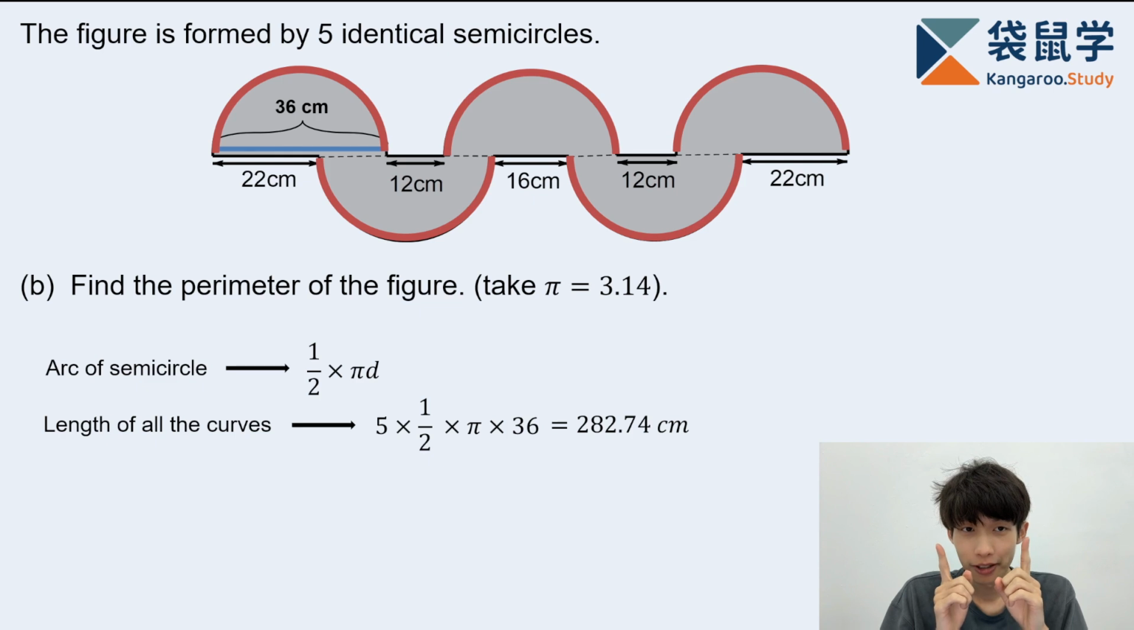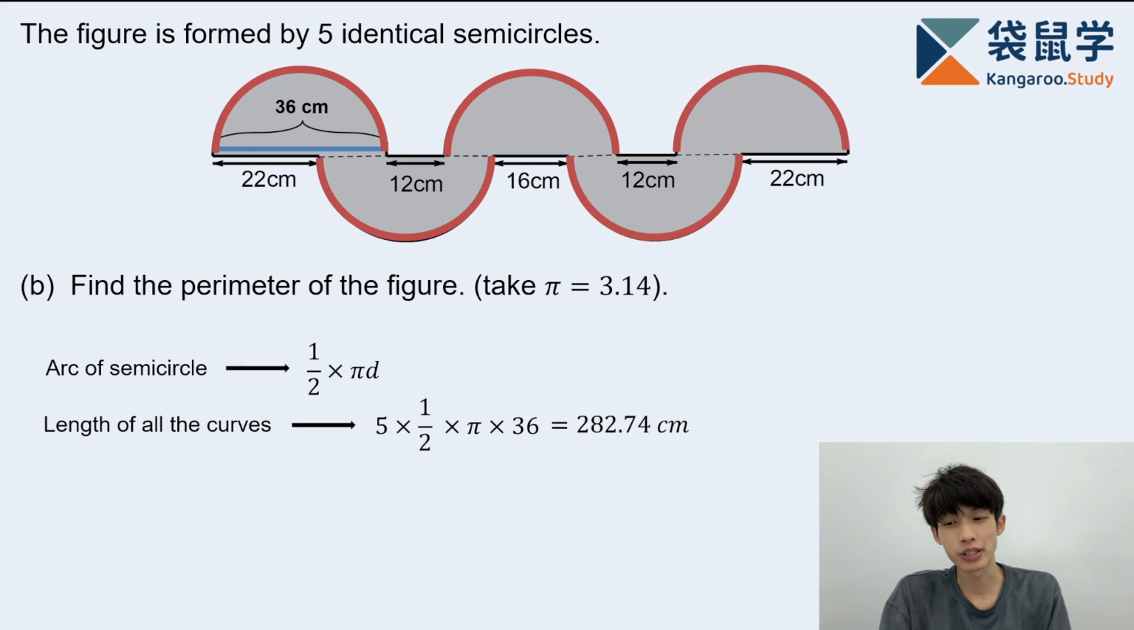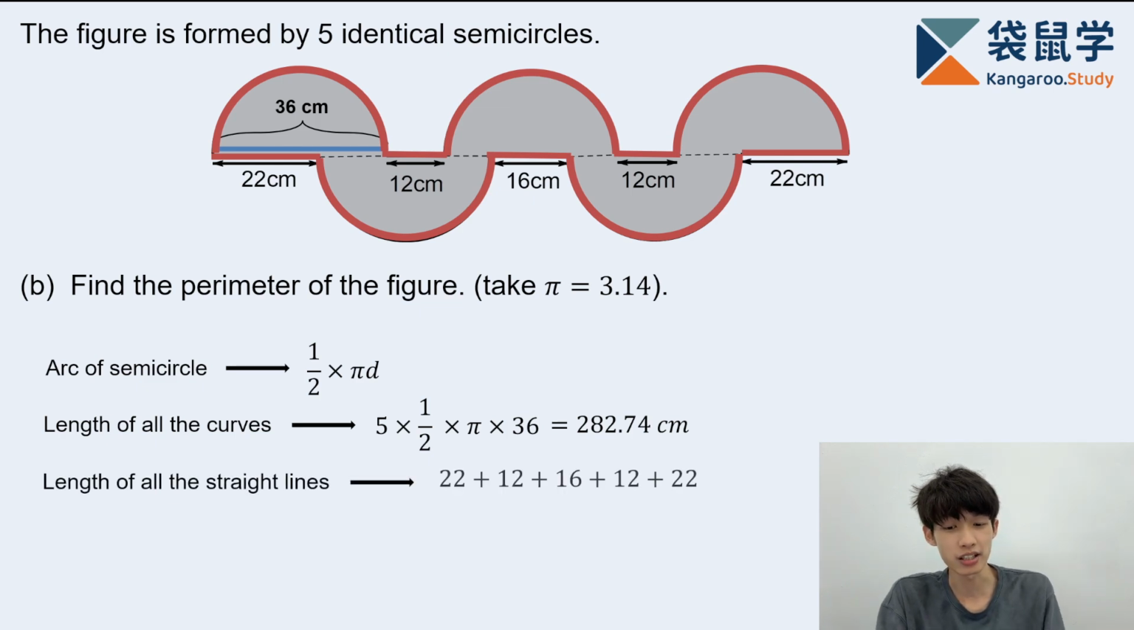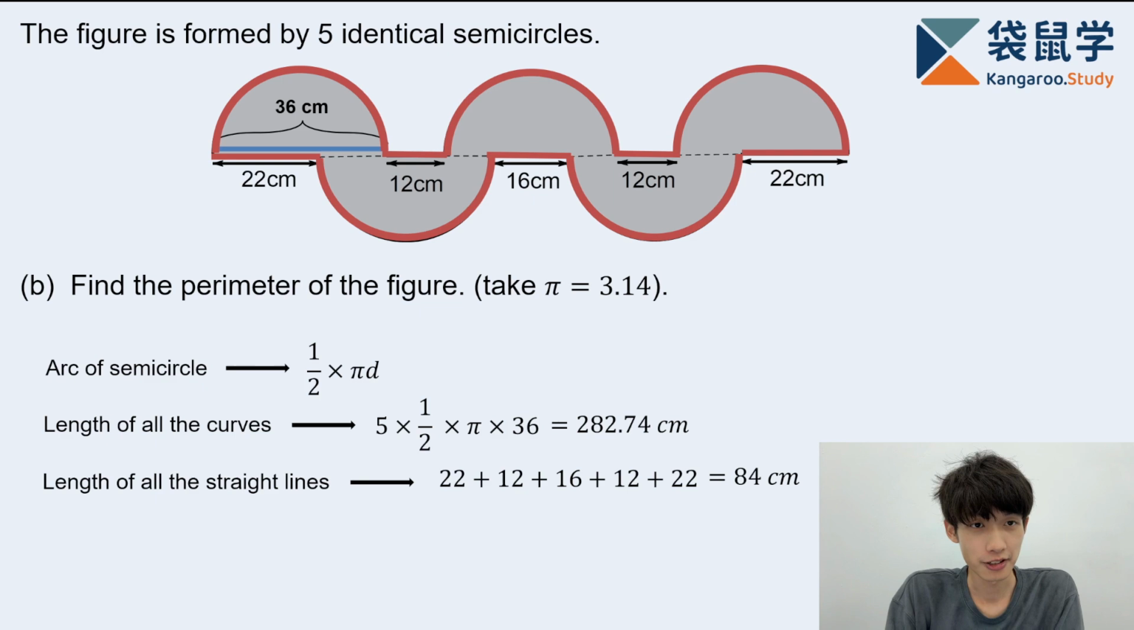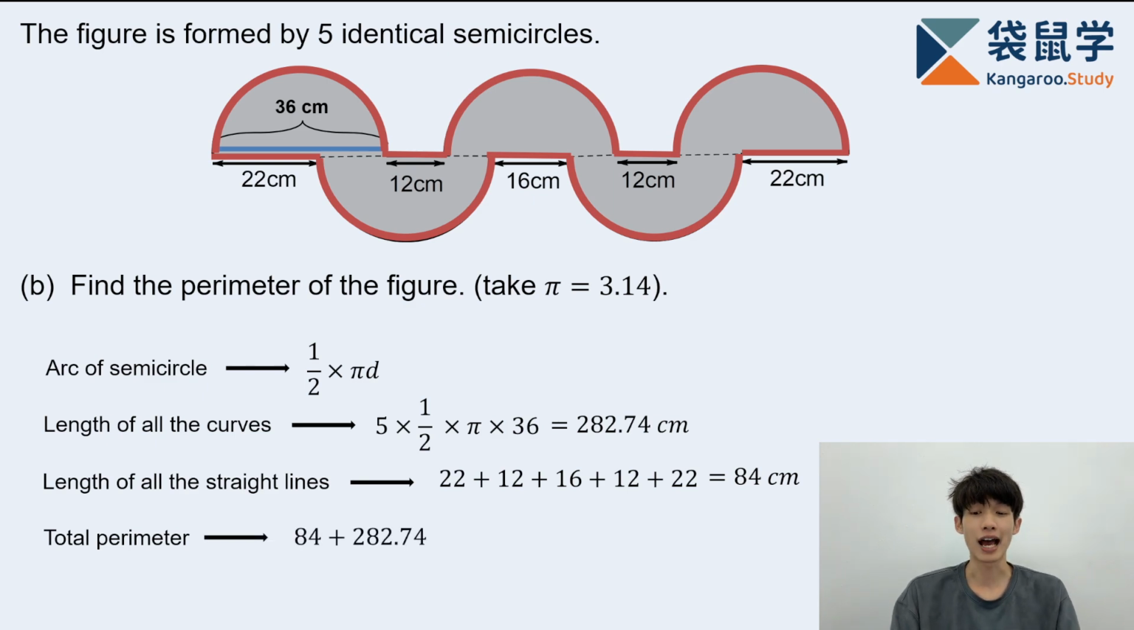No, it's not, because we still have the straight lines. So let's add the straight lines, which include 22, 12, 16, 12, and 22. If we calculate all these lengths, we get 84 centimeters for all the straight lines. Now, are we covering all the parts of the perimeter? Let's check. Oh, yes. So let's add them together. The total perimeter equals 84 plus 282.74, which gives us 366.74 centimeters. So that's how we solve the question.